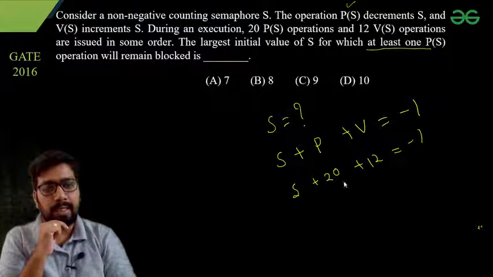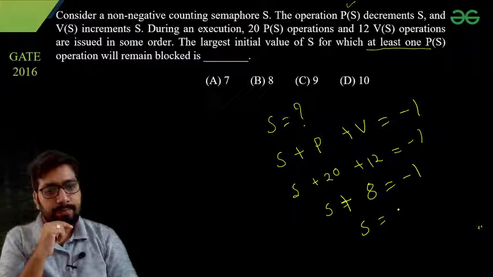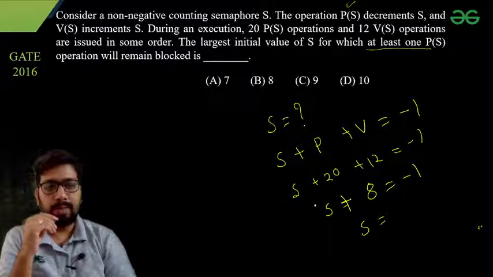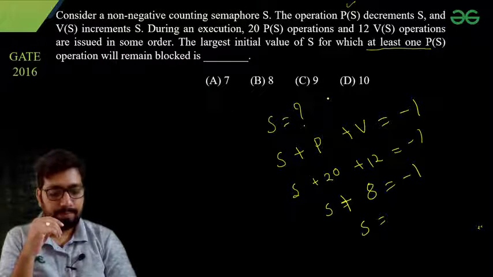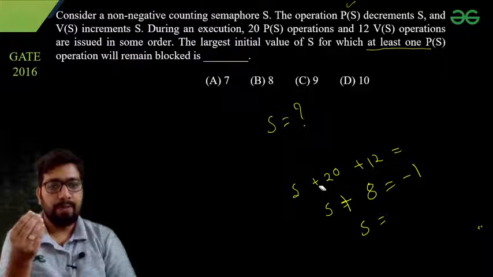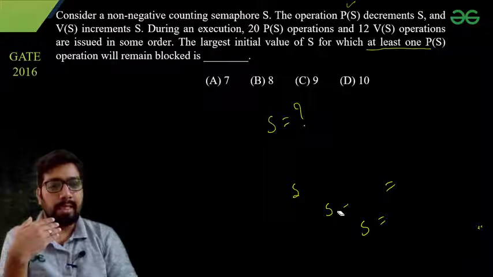So let me write it here, S. So S is S plus 8 equal to -1. So S will be, sorry, I have written wrong somewhere. So let me write it again. What mistake I made, I used plus here. Fine. But P is decrementing the value. So it should be minus. So let me write it again.